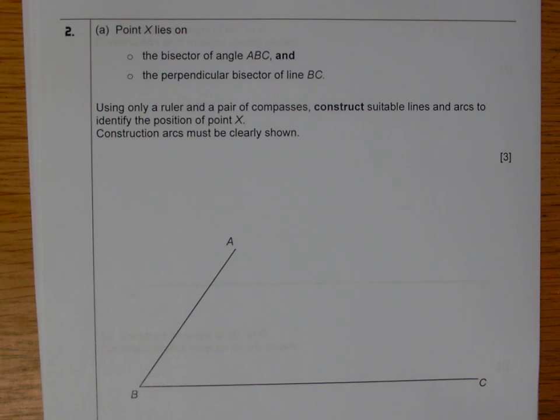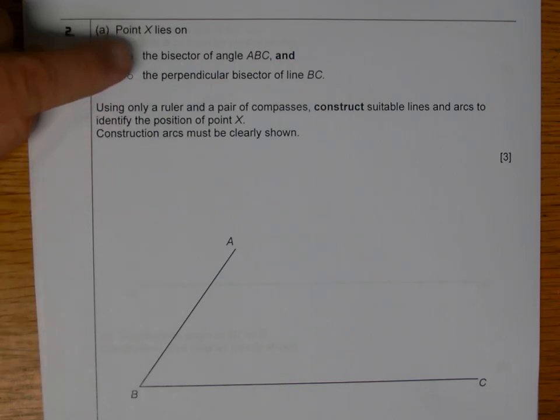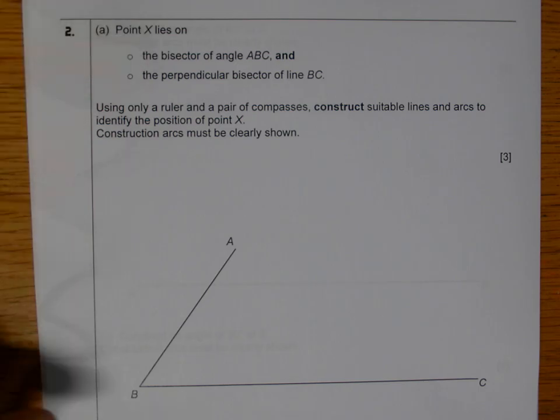Point X lies on the bisector of angle ABC and the perpendicular bisector of line BC. So using only a ruler and a pair of compasses, construct suitable lines and arcs to identify the position of point X. So point X is a specific point, but it has to obey these two bullet points. The first bullet point is it bisects angle ABC.